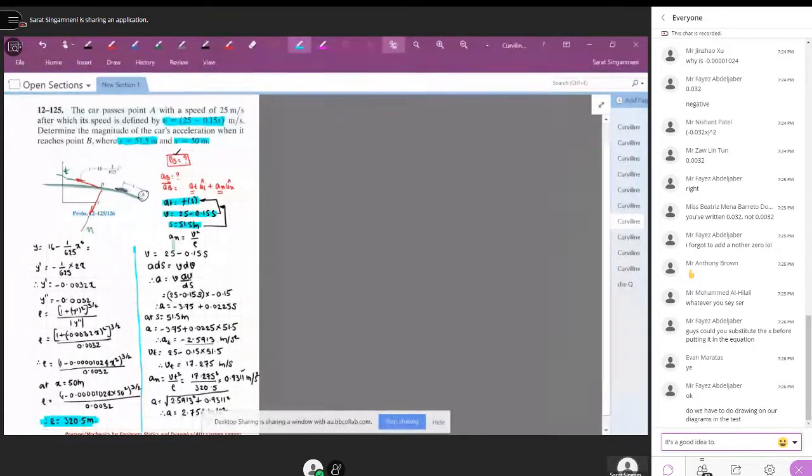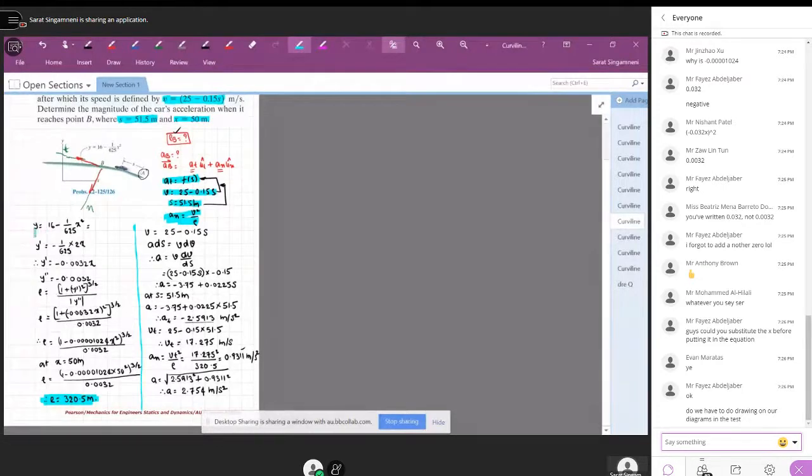Once you know the tangential velocity, the normal component of acceleration is v squared over rho, where rho is the radius of curvature of this curve. At point B, what is the radius of curvature? To calculate that, I use the method that we developed in the class: take the equation, get y dash, the first derivative with respect to x, then differentiate it again to get y double dash, and then substitute that in the equation for rho, which is 1 plus y dash squared to the power 3 over 2 divided by modulus of y double dash.